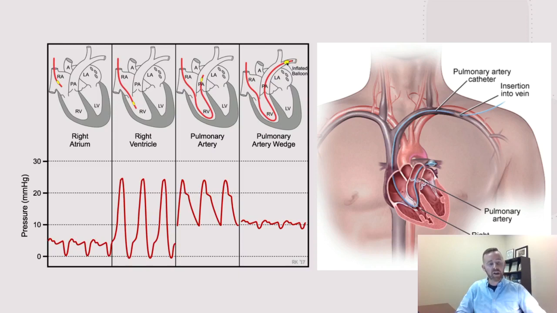All right, so a Swan is useful. We can calculate a wedge pressure, pulmonary artery pressure. You can calculate cardiac output, cardiac index, systemic vascular resistance, and pulmonary vascular resistance, all with this particular catheter.